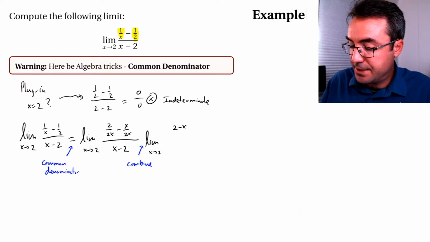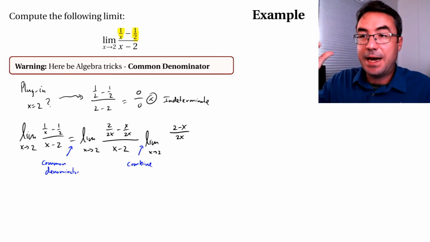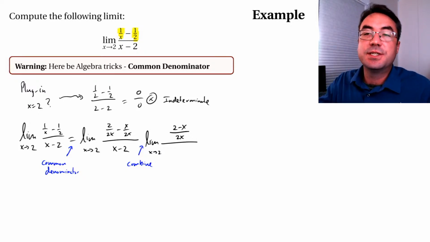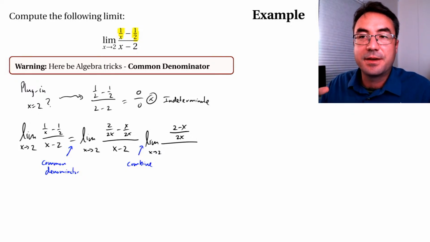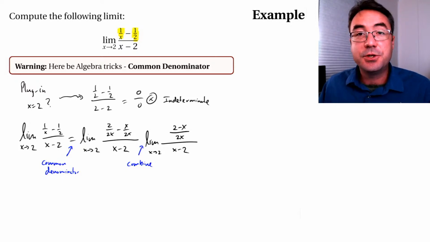So we get 2 minus x in the numerator, all over 2x. That's just up top. And then we get all over, and I like to make a big fraction sign just to keep everything orderly there. And then I put the x minus 2 in the denominator that was originally there.